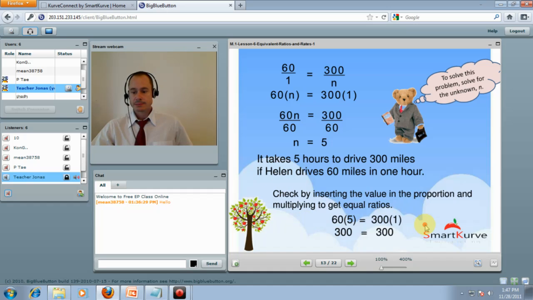And always you can check your answer by putting your answer in this equation. So 60 times 5 should be the same as 300 times 1. And yes, it is.